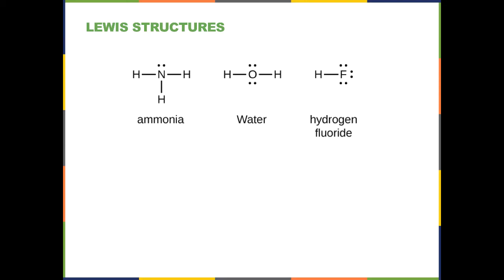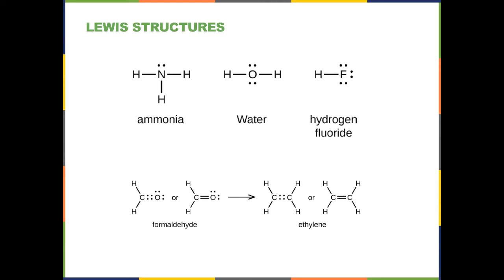So here are 3 more examples. Ammonia has nitrogen with a pair of electrons that are by itself, and then 3 shared pairs with 3 hydrogens. Water is shown here with the 2 hydrogens bonding to the oxygen, and then 2 unpaired electrons. And then lastly, fluorine is shown here, and a similar symbol.